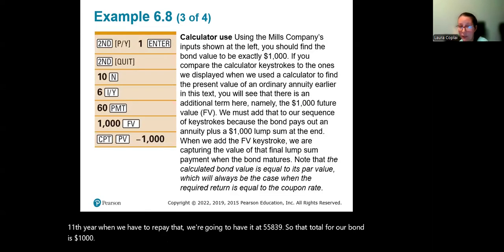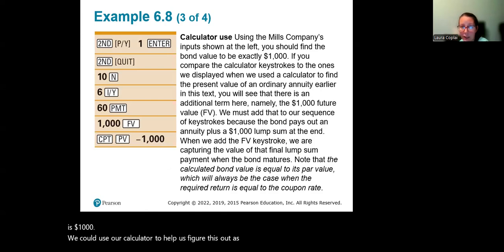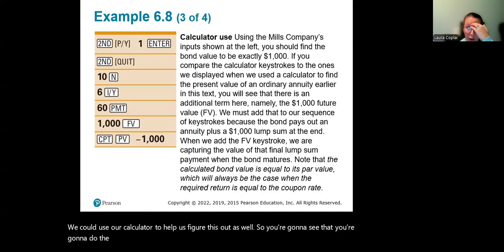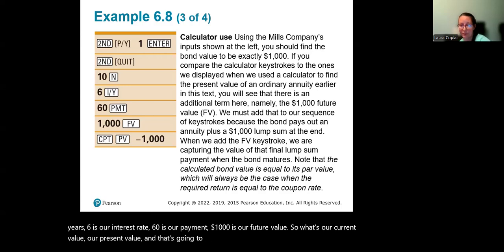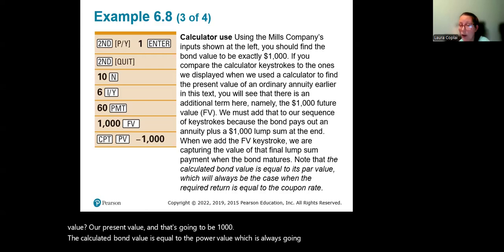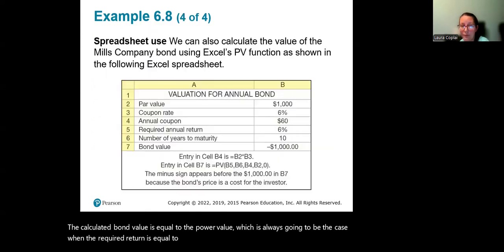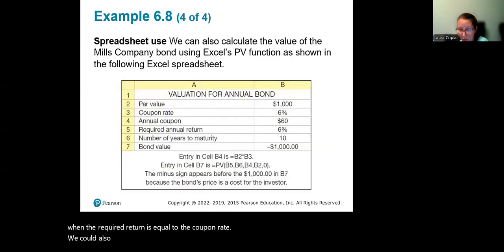We could use our calculator to help us figure this out as well. So you're going to do the second PY one for the year because it's annual. 10 is our N for our number of years. 6 is our interest rate. 60 is our payment. $1,000 is our future value. So what's our present value? That's going to be 1,000. The calculated bond value is equal to the par value, which is always going to be the case when the required return is equal to the coupon rate. We can also use Excel to show the same information by using the PV function here.